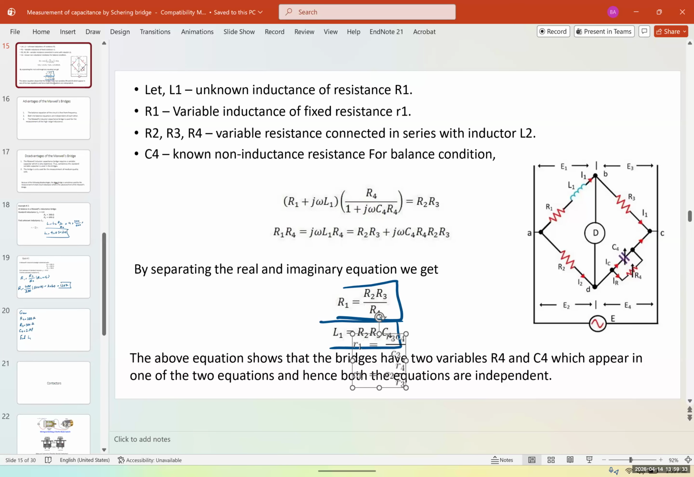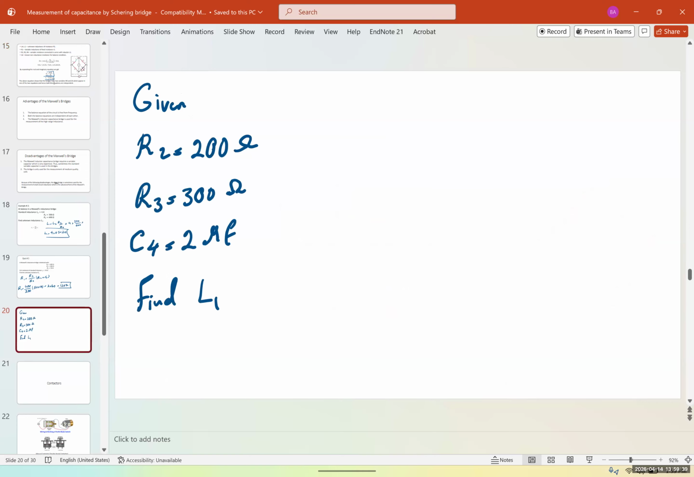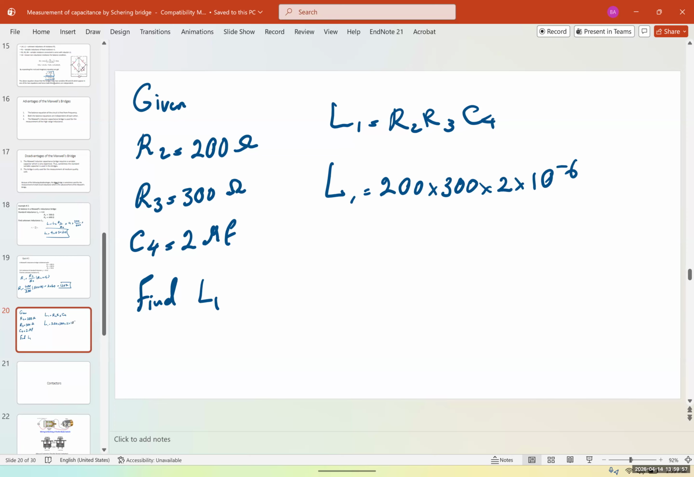So using this equation, L1 is equal to R2, R3 times C4 for the inductance capacitance bridge. So L1 would be equal to 200 times 300 times 2 times 10 to the power of negative 6. So it's going to be 6,000 times 2 times 10 to the power of negative 6. In other words, it's going to be 0.12 Henry, or 120 millihenry.